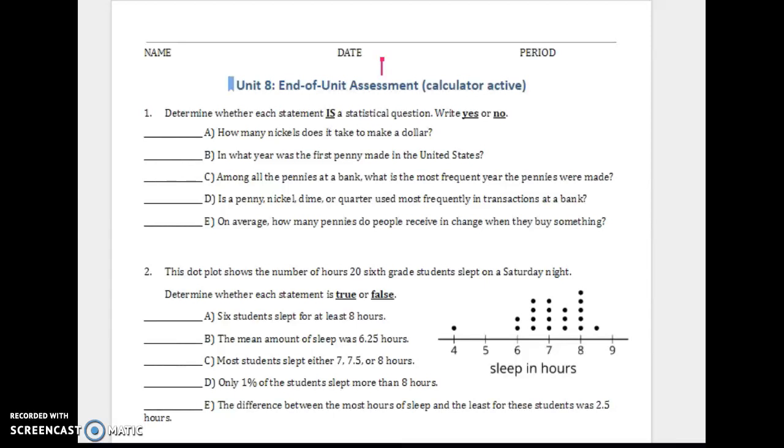Unit 8 End of Unit Assessment. Calculator active. Question 1. Determine whether each statement is a statistical question. Write yes or no.